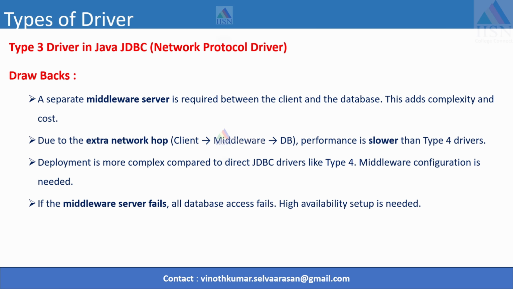Then we move to type 3, the network protocol driver. The main drawbacks of the network protocol driver are that a separate middleware server is required between the client and the database, which adds complexity and cost. It also contains an extra networking hop, and because of that the performance is slower than type 4. Deployment is more complex compared to a JDBC driver like type 4. And if the middleware server fails, all data access fails, so a high availability setup is required.